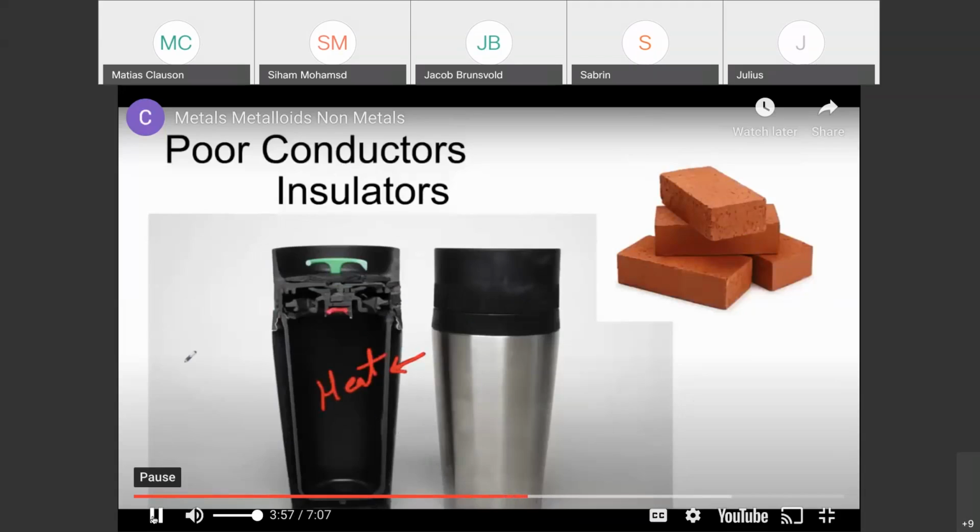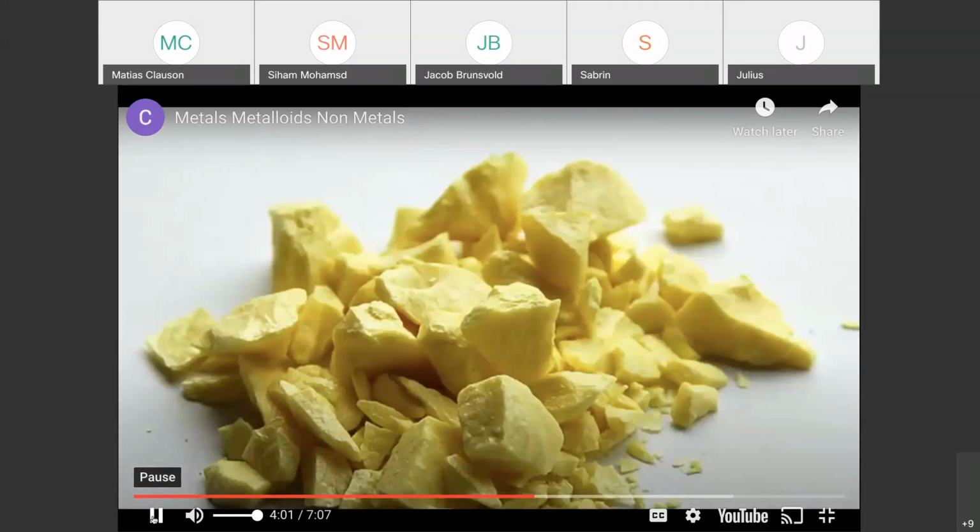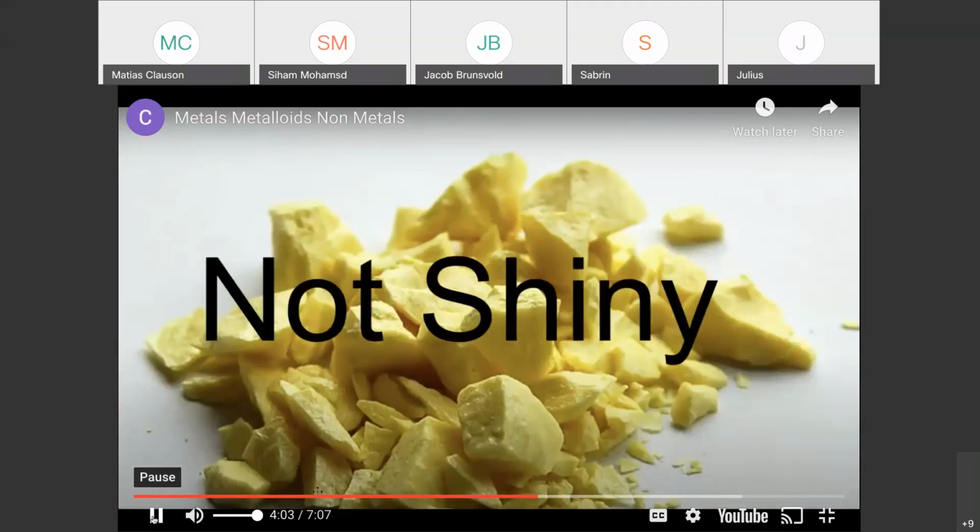Okay? And they are also not shiny. So here's some sulfur here. It's pretty dull. The ones that are solid, carbon and sulfur, they're not very shiny at all.